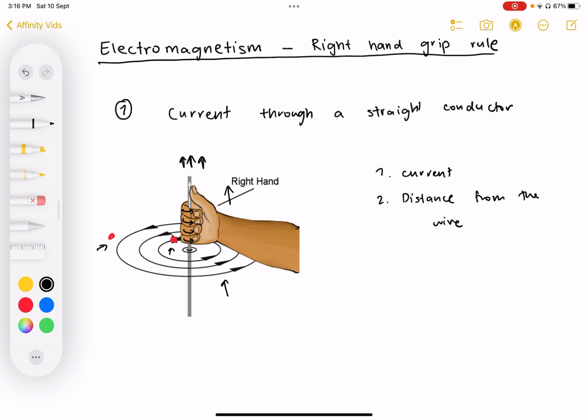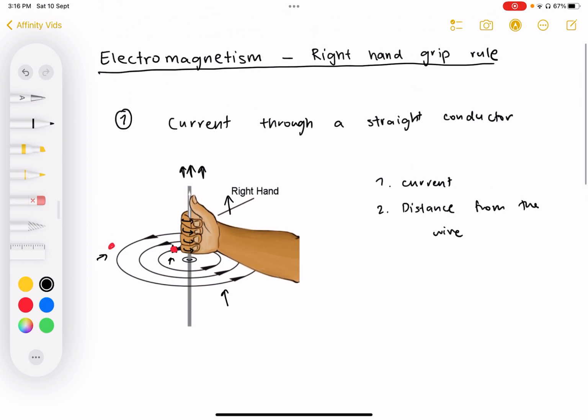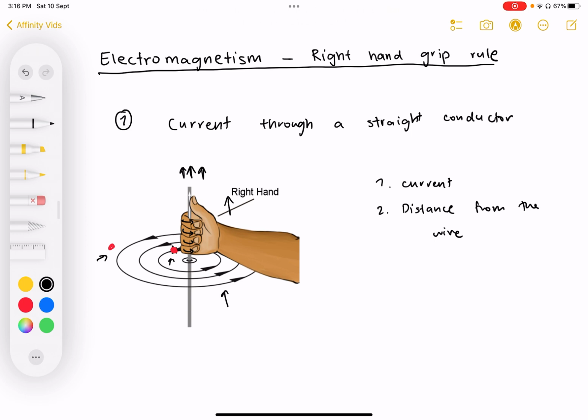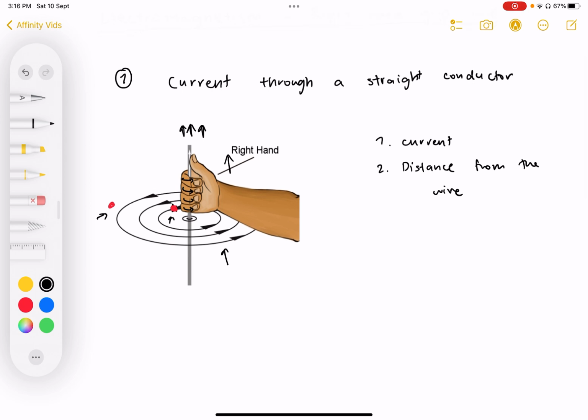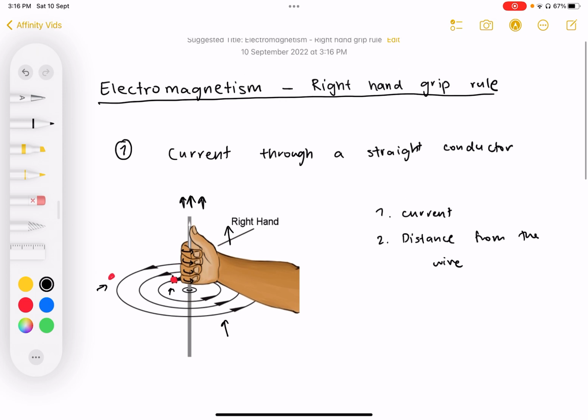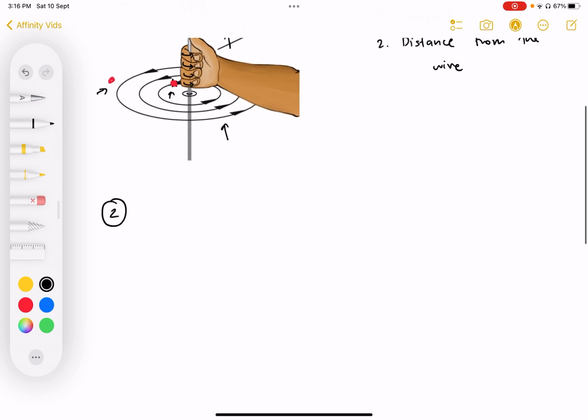Oh, I spelled straight wrong. So it's important to be using the right hand grip rule to show the direction of both the current or the magnetic field. And vice versa, if we know the direction of the magnetic field, but we do not know the direction of the current, we can just use our four fingers to show the direction of the magnetic field on your hand. And depending on where your thumb is pointing, either up or down, you can tell what the direction of the current is.